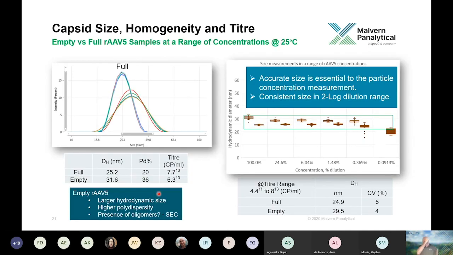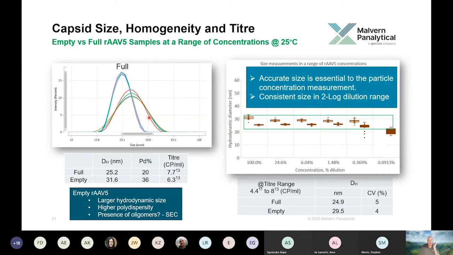Now, we come on to some AAV work that we've done on Ultra. We've done a lot of work recently on AAVs, both internally, but also with various companies who are working with AAVs. The first thing to show here are the size distributions we've obtained from MADLS for full AAV5 samples, and also for empty. You can see the empty ones not only are larger in size, but also have higher polydispersity. It's probable that this increase in size and polydispersity is due to the presence of oligomers.